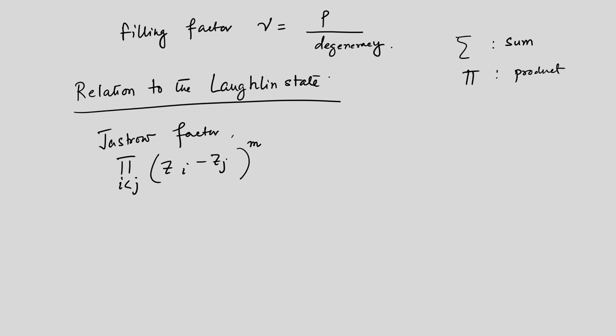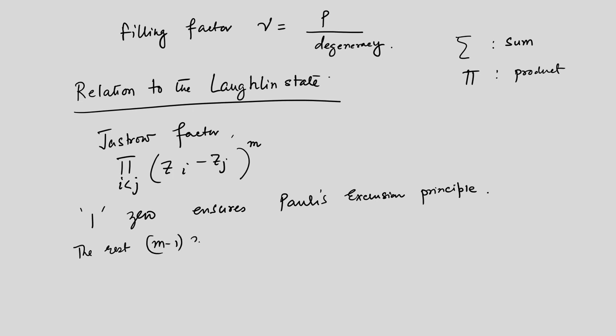Now, of course, we need one zero of those m zeros, and we need it because we want to enforce the exclusion principle. What happens to the m minus 1 zeros? These m minus 1 zeros account for what are known as vortices. So let me write: 1 zero ensures Pauli's exclusion principle. The rest, m minus 1 zeros, account for the vortices.